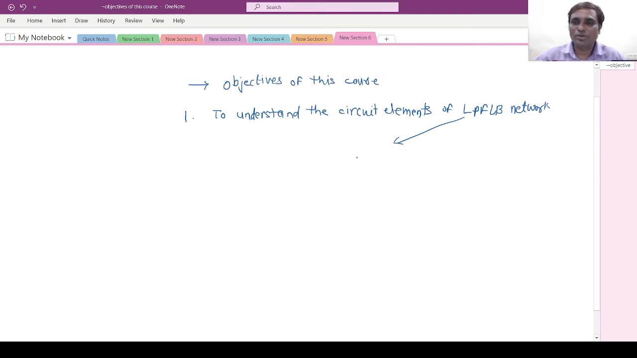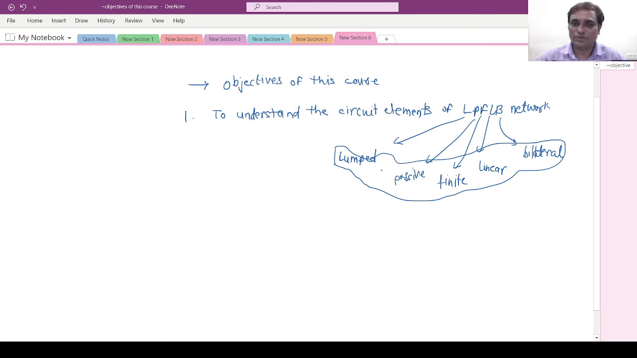In this we will study the network which will consist of the lumped kind of network, that is, L stands for lumped, the network should be passive, the network should be finite, should be linear, and the network should be bilateral. Okay, so in this course we will restrict our discussion to the network which will satisfy these 5 properties.